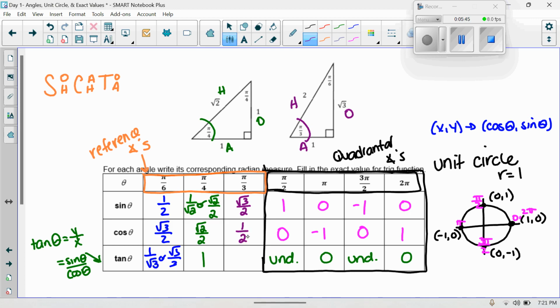And tangent is opposite over adjacent, radical 3 over 1, or just radical 3. So here is your chart for both your reference angles and your quadrantal angles that need to be memorized. And then from here, we're going to learn about our unit circle, how it's labeled, and how we find all of our other angles using this information.